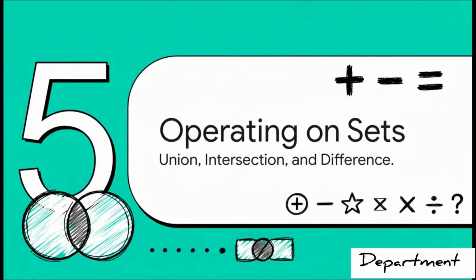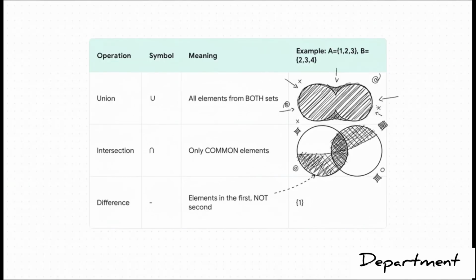So, just like you can do things with numbers, add them, subtract them, you can also perform operations on sets. This is how we combine them or see what's different between them. Let's run through the big 3. First is the union. Think of it like a union. It brings everyone together. It's a new set with all the elements from both of the original sets.